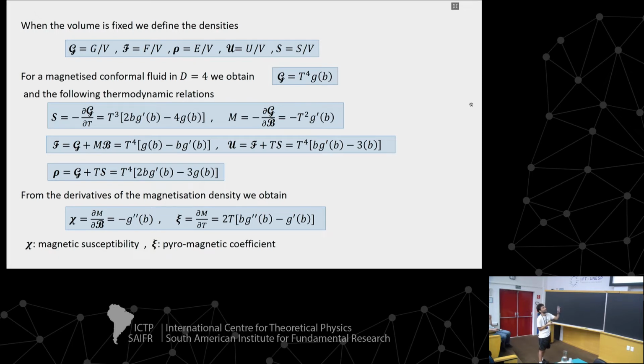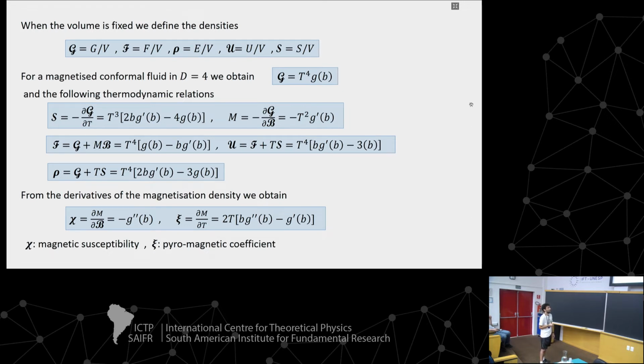All the quantities will always scale. For example, entropy scales with T cubed, and the dimensionless ratio is a function of this function g of little b. The same goes for the Helmholtz free energy, which scales with T to the 4. So all these thermodynamic quantities in the conformal fluid always scale appropriately, and you can get all the non-trivial dependence on the magnetic field from this function g of little b.